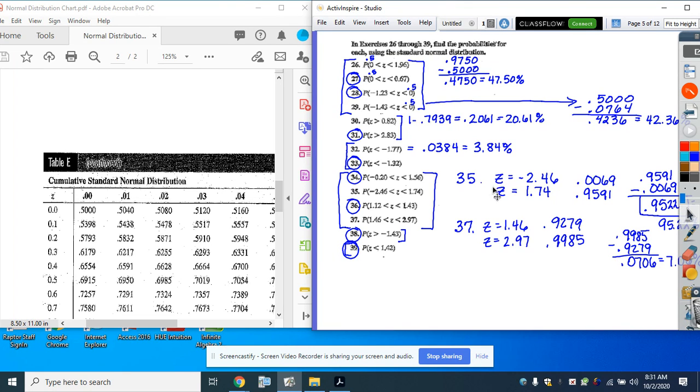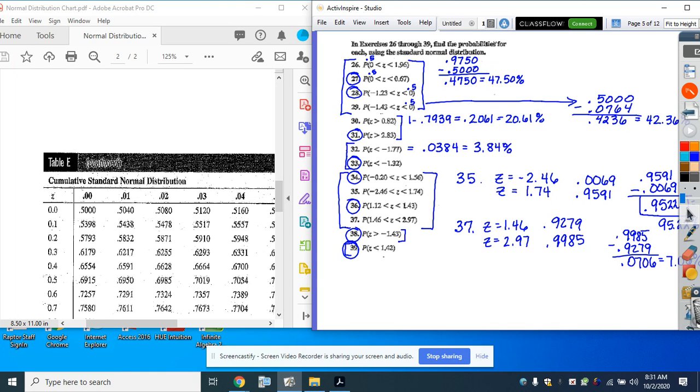0.0069. And then I'm going to look up 1.74, and that's going to give me 0.9591. So this one right here is bigger, so it has to go in the calculator first. So 0.9591 minus 0.0069 gives me 0.9522, which is 95.22%.